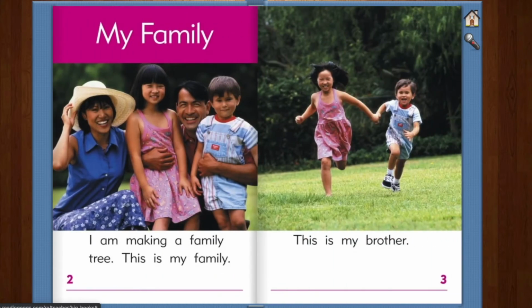My family. I am making a family tree. This is my family. This is my brother. Now straight away, I'm having a look at the family that's on page number 2, and I know that my family in particular is a lot bigger than that family there. Yours might be bigger, or it might be a little bit smaller. But is that all that a family is about?